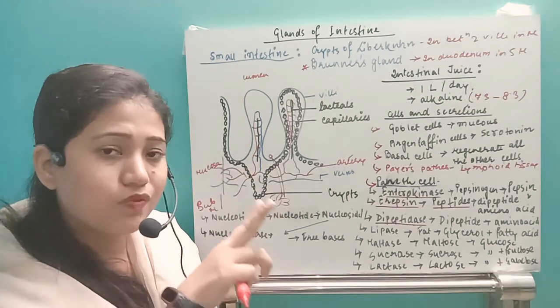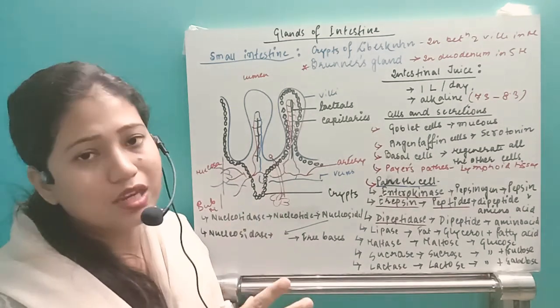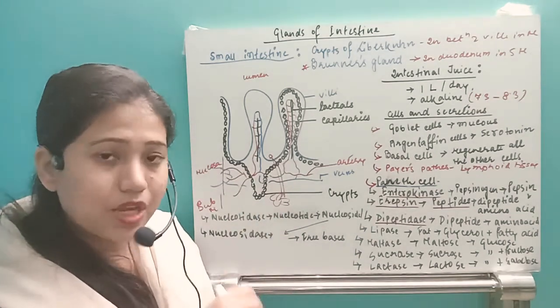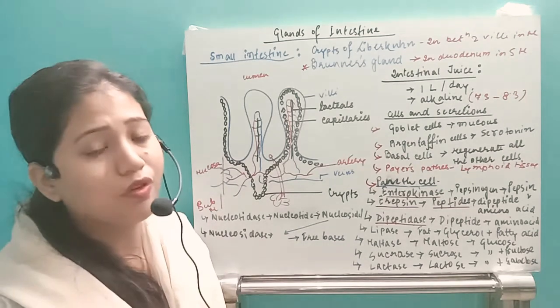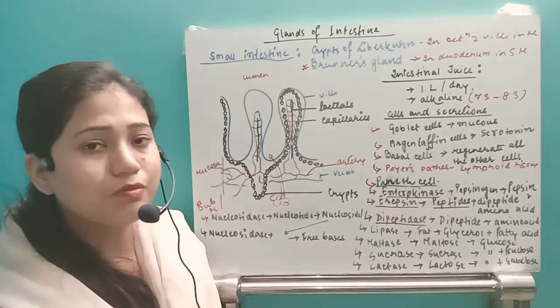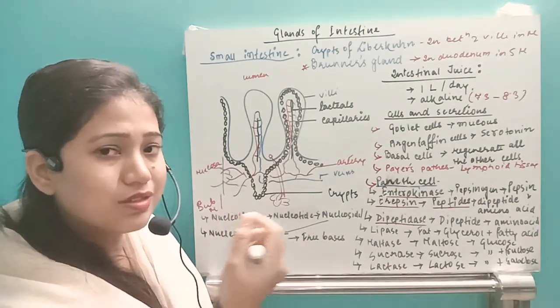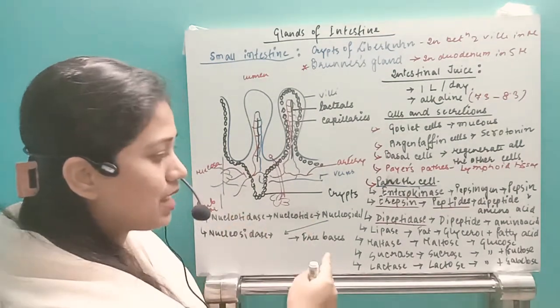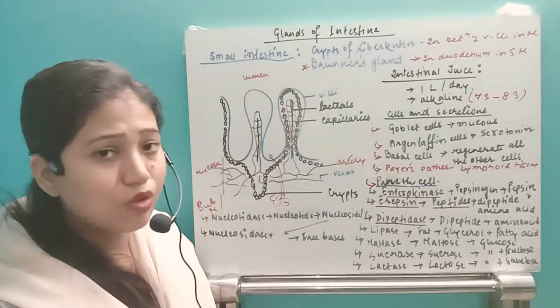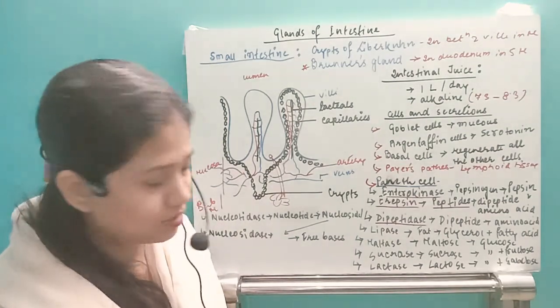Actually, two amino acids will join by a peptide bond and form a dipeptide. A dipeptide with another amino acid will form a tripeptide. So this way the peptide bond joins the amino acids. If two amino acids are attached by a peptide bond, dipeptidase will break this peptide bond and convert it into the amino acids.